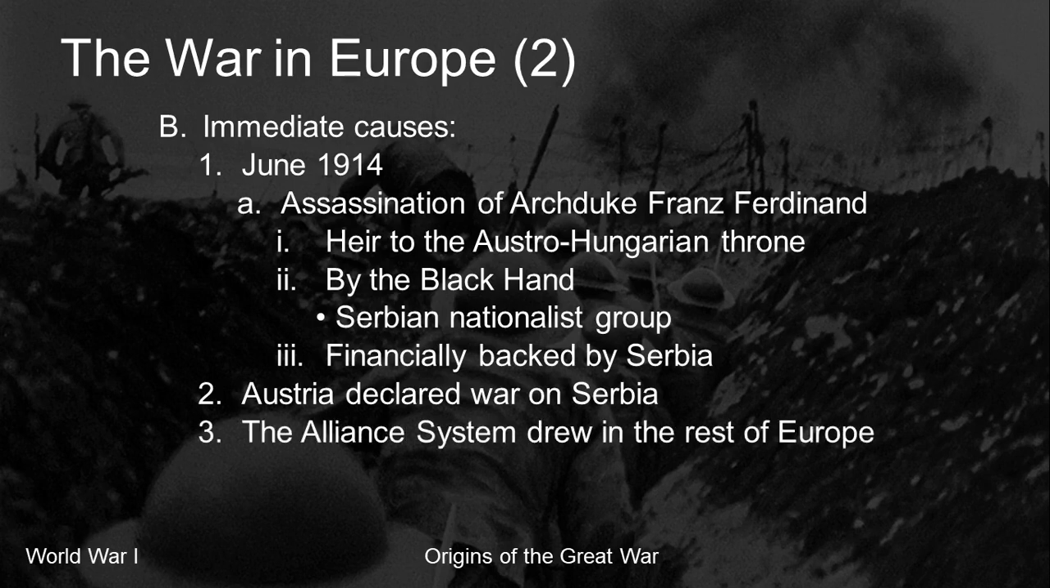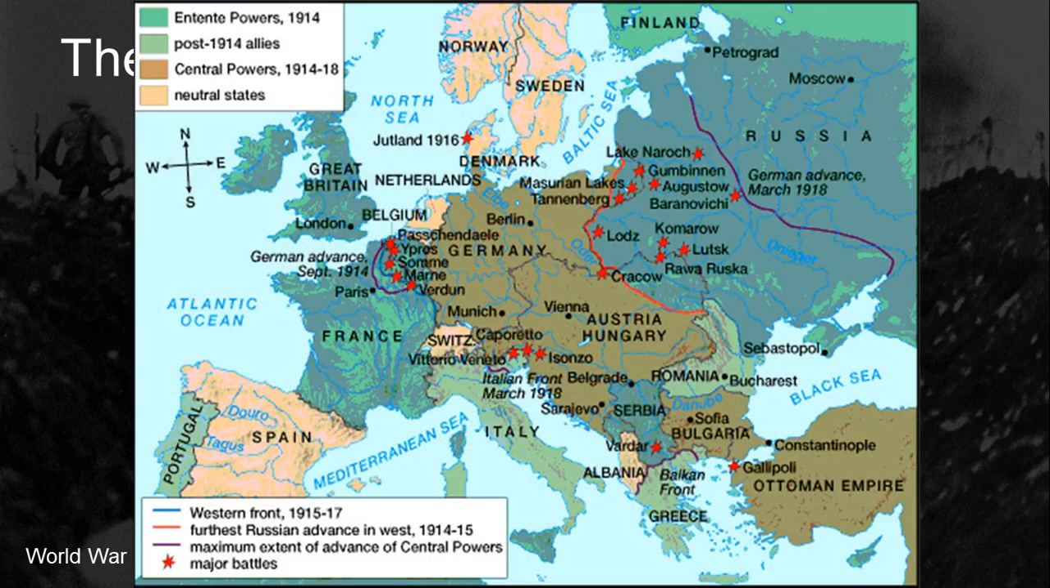And once that happened, this thing called the alliance system kicked in. And when the alliance system kicks in, the rest of Europe is going to be dragged into war as well. And so what ends up happening is Europe is divided between the middle, the central powers as they'll be called, and then the allies on both ends.